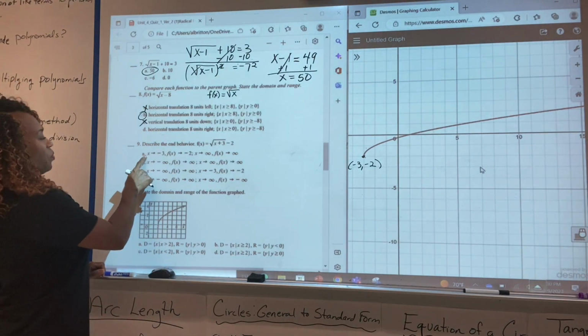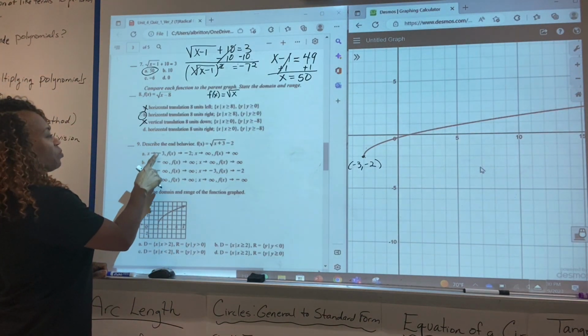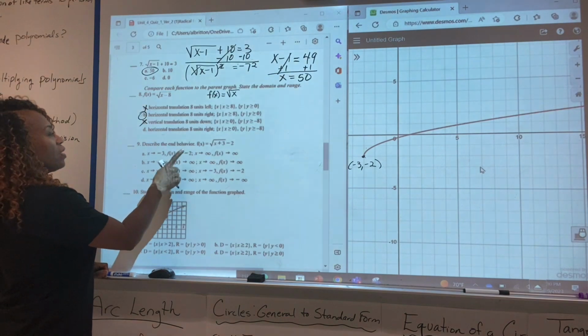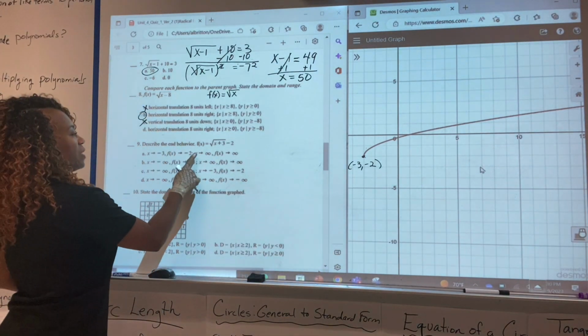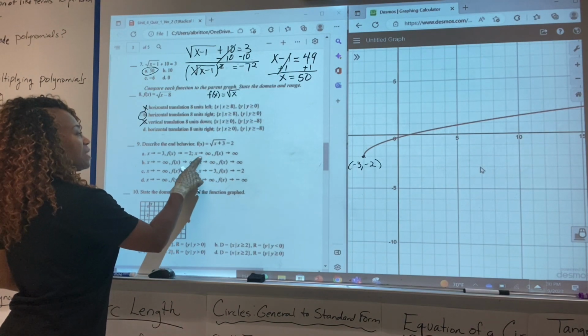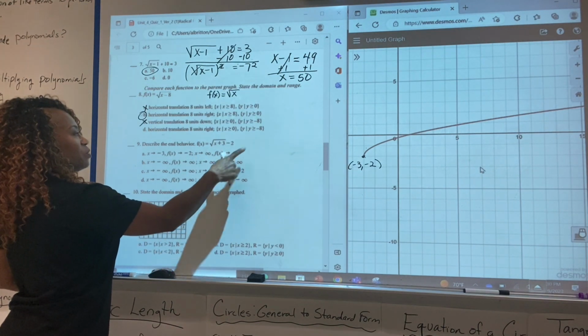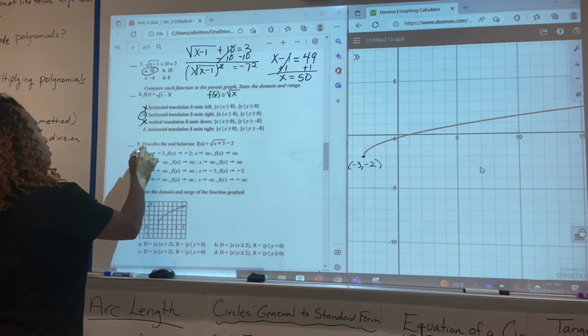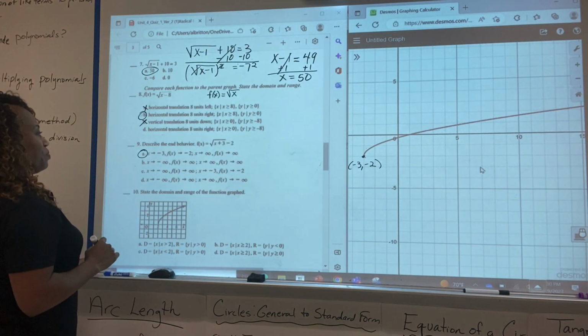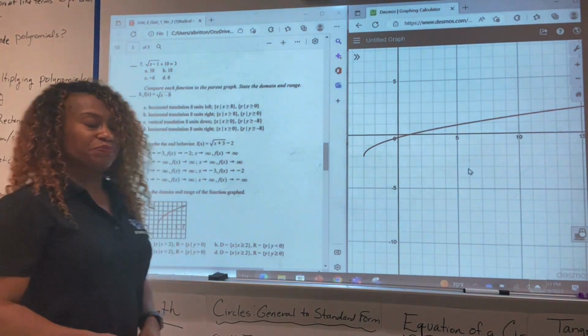Now, the first part of A says as x approaches -3, y approaches -2. Well, that's true. The second part, as x approaches infinity, that means as x gets bigger, y gets bigger. Well, we determined that that was the case. So, looks like we found our answer already. And there it is. And the last problem, number 10.